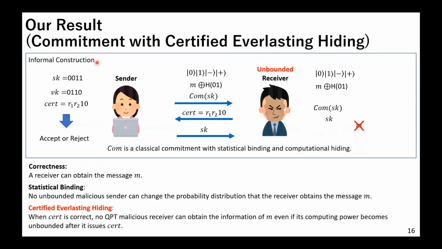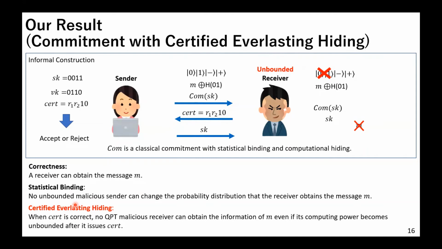So, in order to make the sender accept with a high probability, he has to measure all these quantum states in the Hadamard basis. On the other hand, if he measures these computational basis states in the Hadamard basis, these quantum states collapse to a random classical bit string, and he can no longer obtain the bit values of the computational basis states, even if his computing power becomes unbounded and he obtains the basis of these quantum states. So this is the intuitive reason why our construction satisfies certified everlasting hiding.